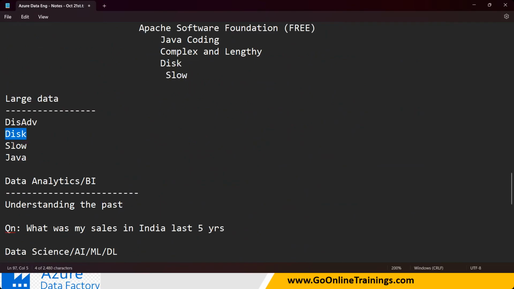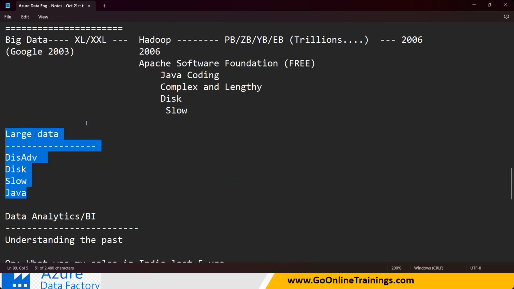Disk, because when you store something on the hard disk, it will be slow. And Java, you need to learn. Clear? So many people complained. Large data is the big issue first. Then hardware, meaning the hard disk that stores your data permanently, is the biggest issue with Hadoop.